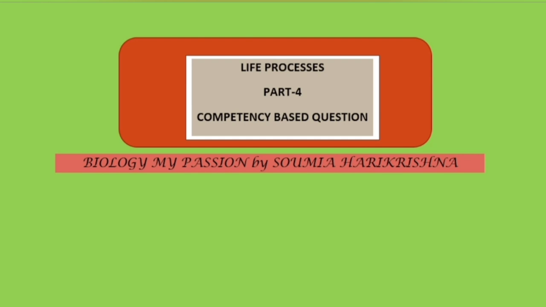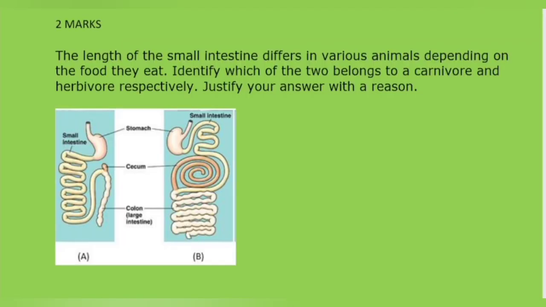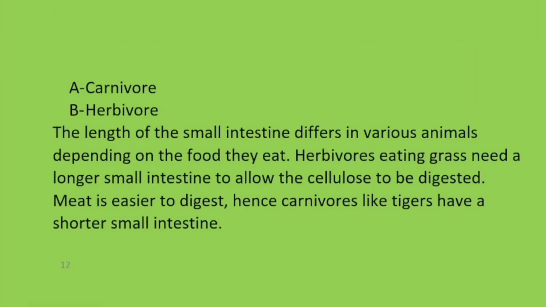The length of the small intestine differs in various animals depending on the food they eat. Identify which of the two belongs to a carnivore and herbivore respectively. Justify your answer with a reason. Comparing the length of the small intestine, we can see A has a shorter small intestine than B. So A is a carnivore, B is a herbivore.